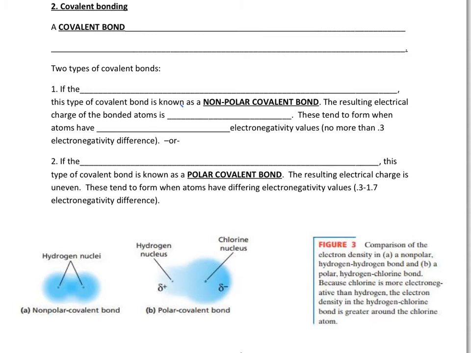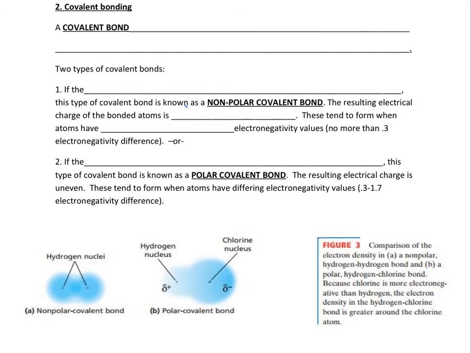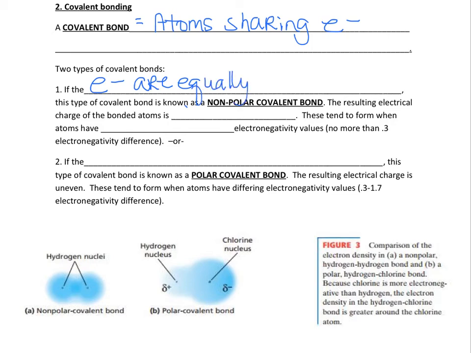A covalent bond is a bond that forms from atoms sharing electrons. So, covalent equals atoms sharing. They seem much friendlier than the ionic bonds, where someone is taking electrons. There are two types of covalent bonds, and I bet these words will sound familiar to you. If the electrons are equally shared, no one is pulling any harder on the electrons than the other.